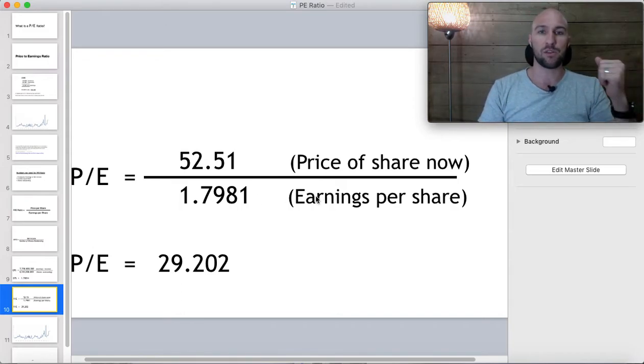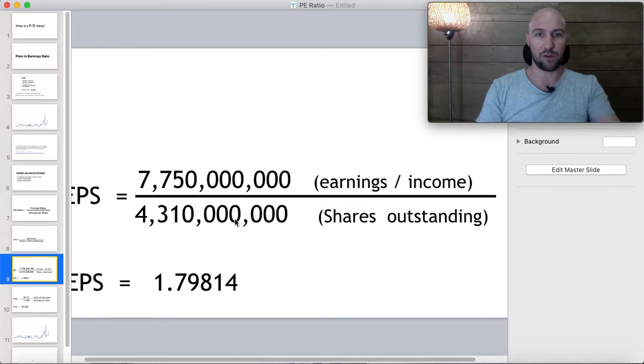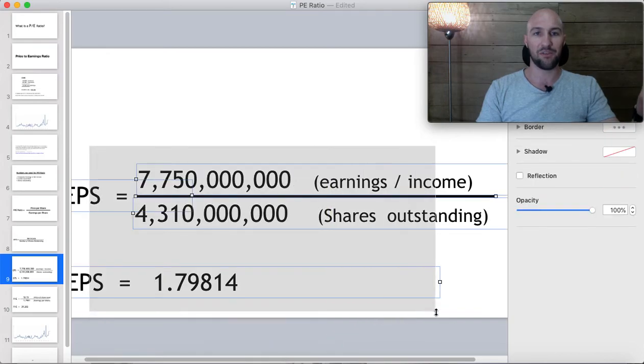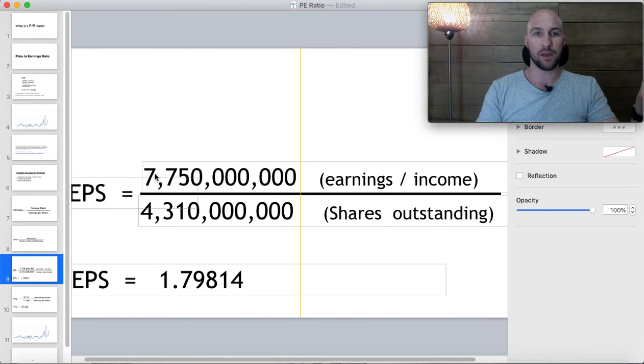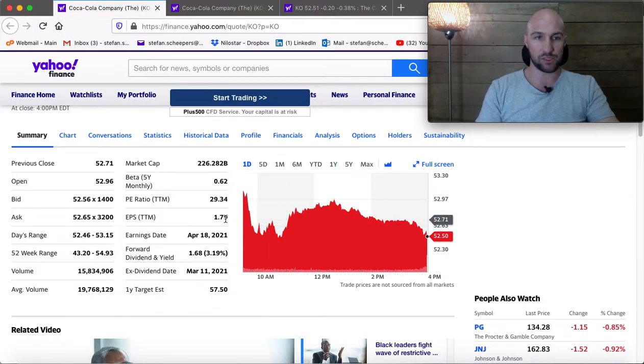But if you want to work out the earnings per share, you need a formula. It's the net income, so how much did it make at the end of the year, divided by the number of shares outstanding. The number of shares outstanding was very easy. We found it was 4.3 billion. We divided the earnings, which were 7.75 billion, by it, and we get 1.79 earnings per share. The earnings per share were very easy to find. It was right there, 1.79.